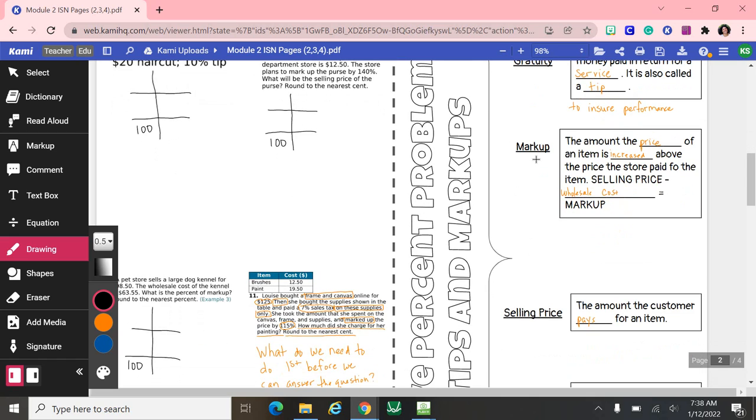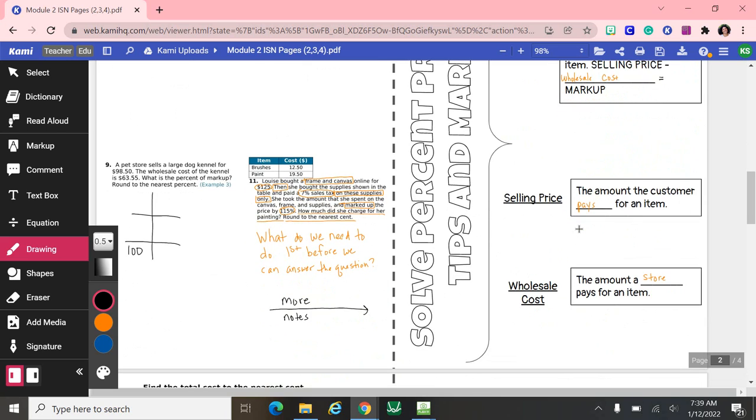Markup is the amount the price of an item is increased above the price the store paid for the item. And yes, I am aware of the typo right here. Just write the R in there for me. How you get the markup is you take the selling price and you subtract the wholesale cost, and that is the amount that it is marked up.